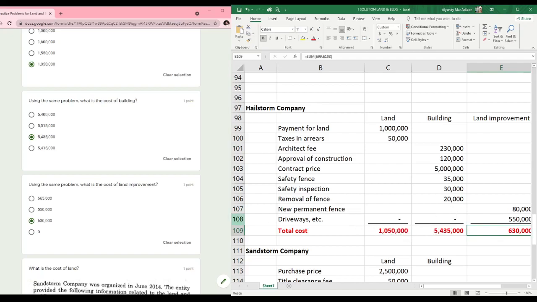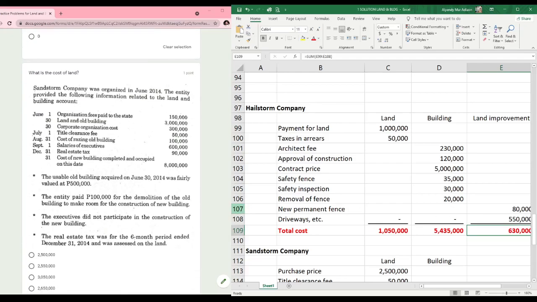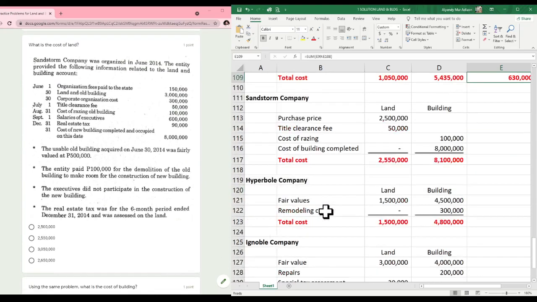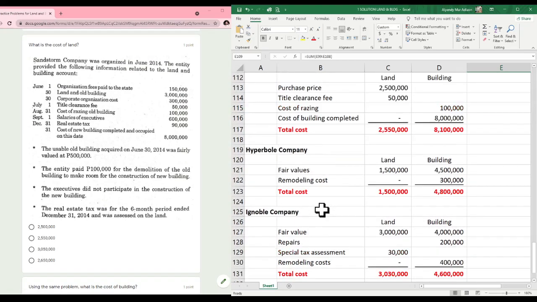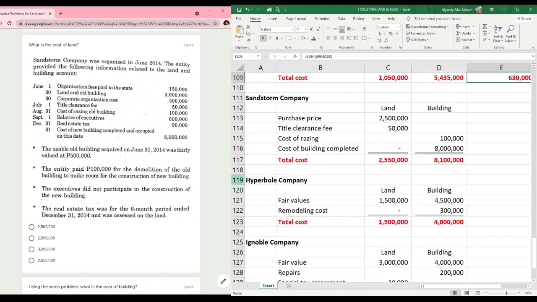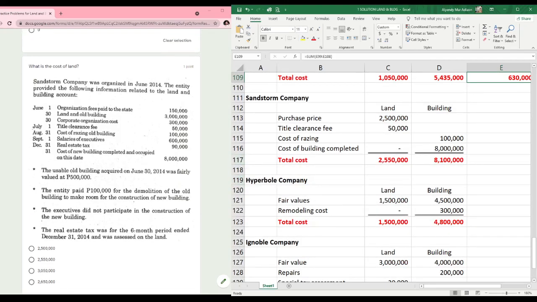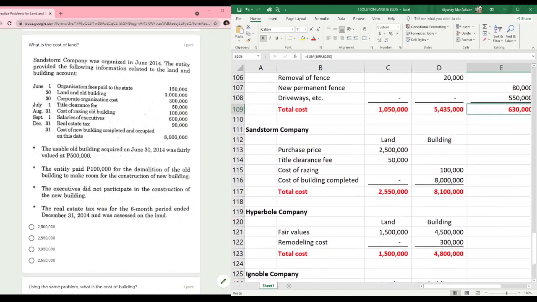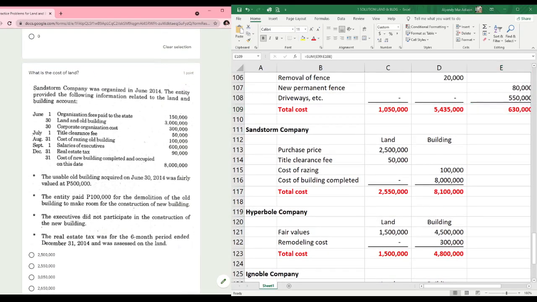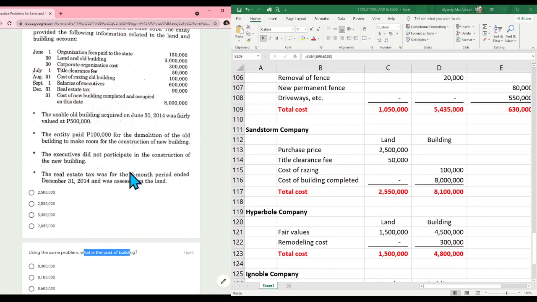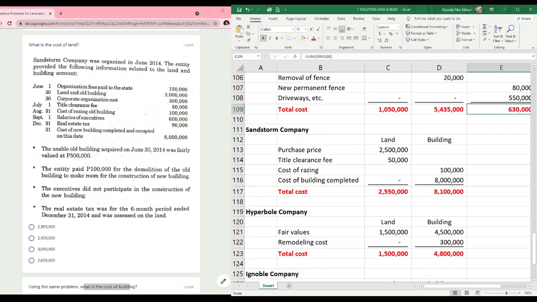Okay? Now, let's proceed to the next problem. Okay, so we have Sandstorm Company. The questions are, what is the cost of the land and what is the cost of the building? Now, Sandstorm Company was organized in June 2014. The entity provided the following information related to the land and building account.